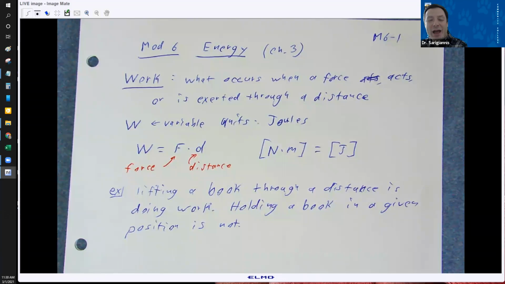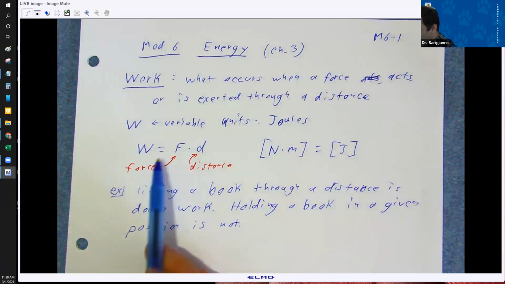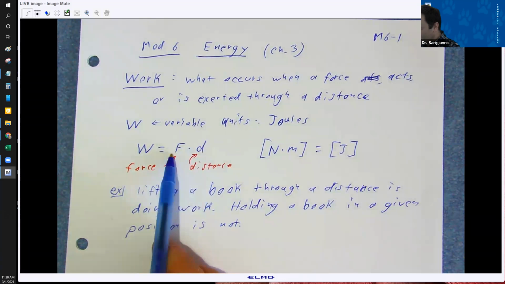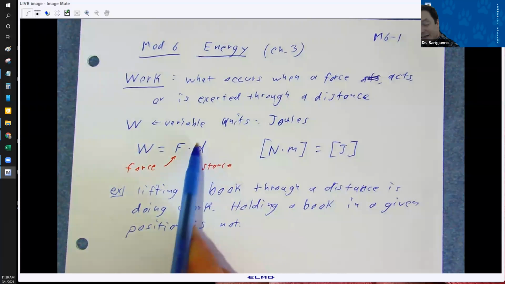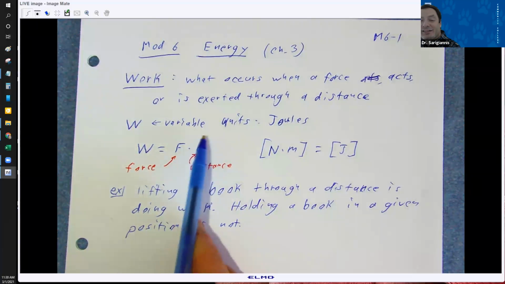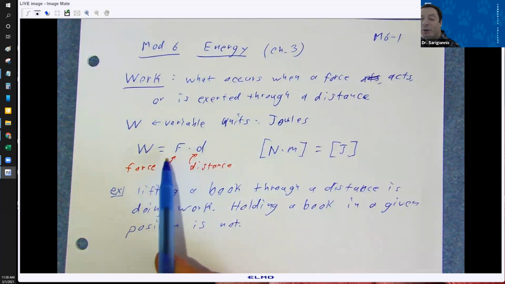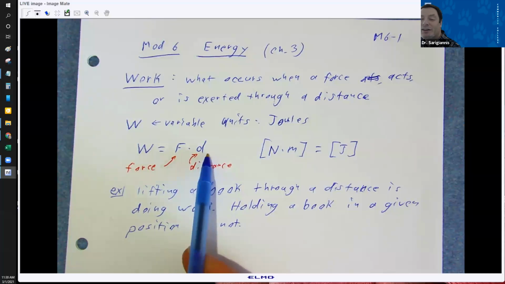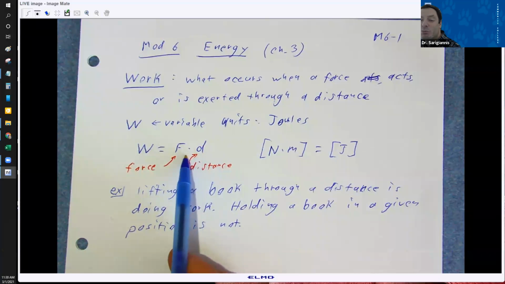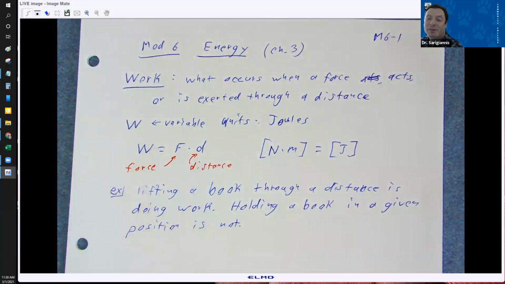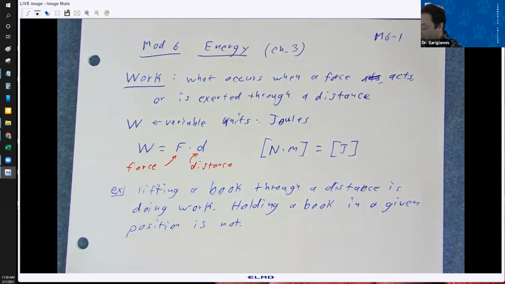To do work, you have to have a force acting through a distance. Work equals force times distance. For a given force, the more distance you apply that force over, the more work you're doing. Or for a short distance, the more force over that distance, the higher the work. So that's work.